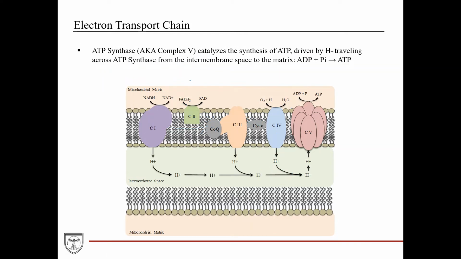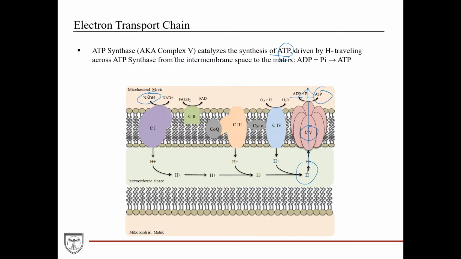ATP synthase is also known as complex 5, as we show here, and this is the grand finale. It catalyzes the synthesis of ATP. This is driven by all this hydrogen concentration you've been building up. The protons travel back down their gradient across ATP synthase into the mitochondrial matrix, and this is going to power ATP synthase to synthesize ATP from ADP and inorganic phosphate.